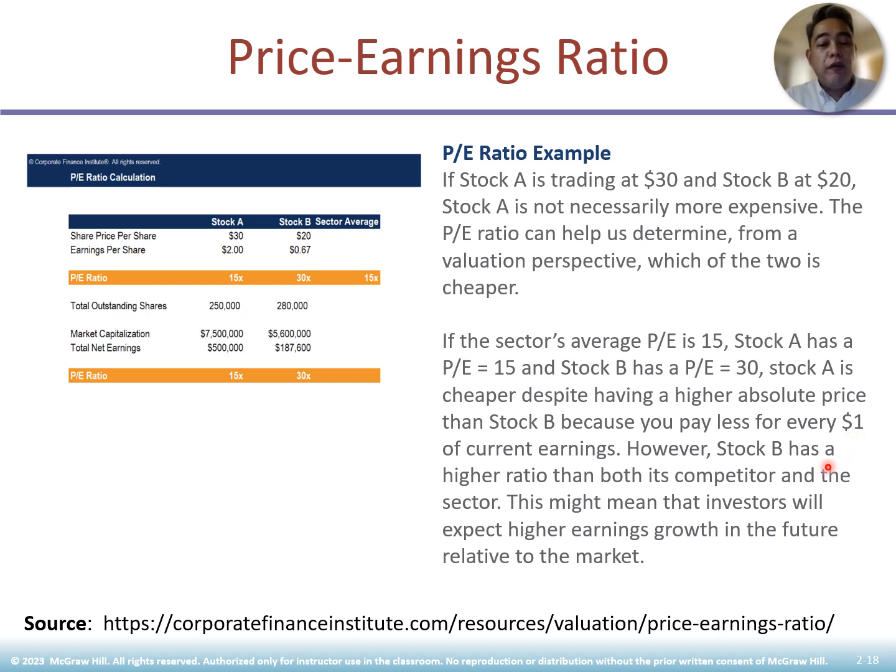True. However, stock B has a higher ratio than both its competitor and the sector. That might mean that investors are willing to expect higher earnings growth in the future relative to the market. So that's why investing is basically a lot of forecasting, a lot of taking a gamble, right? That's why it's so, especially on equity stocks.